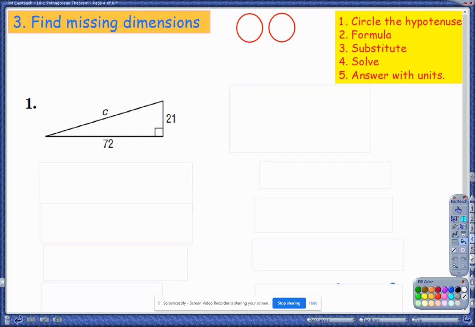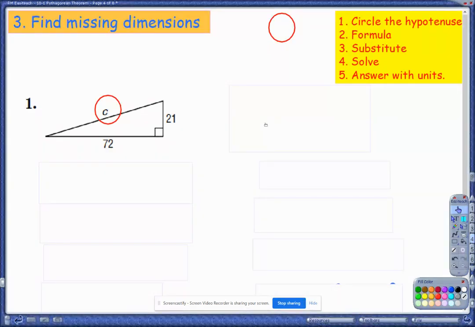So you will be asked to find missing dimensions in various types of right triangles. So here is a triangle, and you're asked to find how much is C. Because it's a right triangle, you know you're going to have a hypotenuse. So take a moment and circle the hypotenuse. Once you have circled the hypotenuse, you're going to use the Pythagorean theorem.